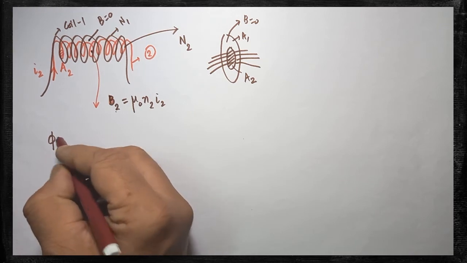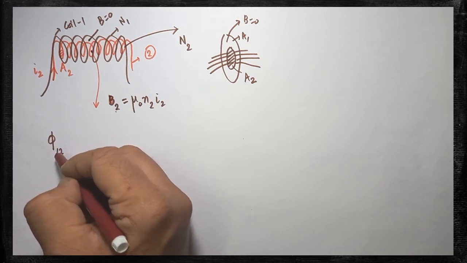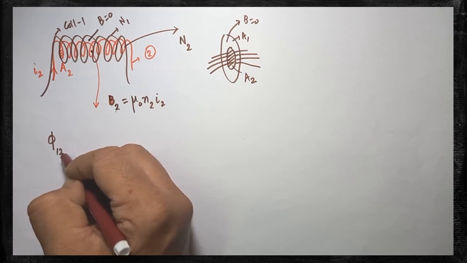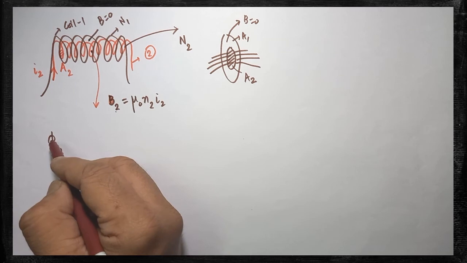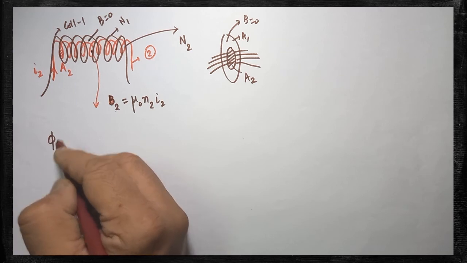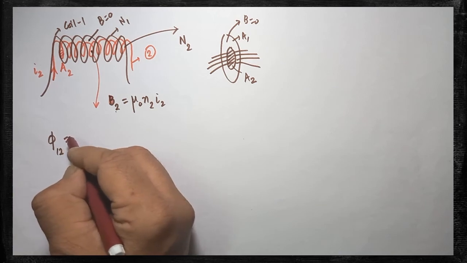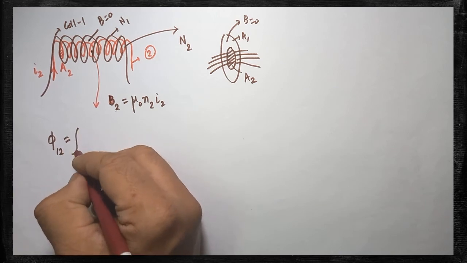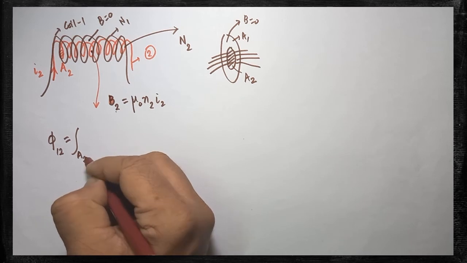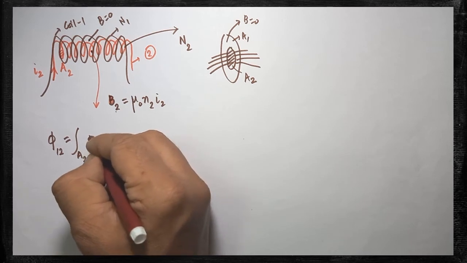What is phi 12? Magnetic flux linked with the first solenoid with respect to the second solenoid. What is the general formula? It is the integral of, as I have told earlier, the flux mainly linked with A2. So what is the formula?